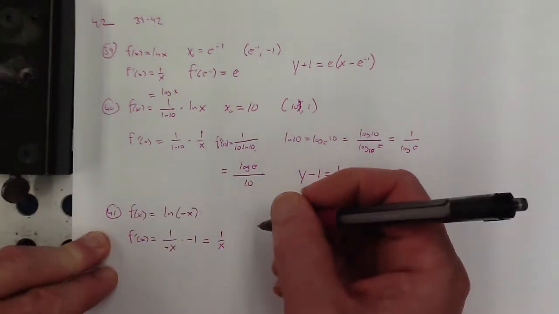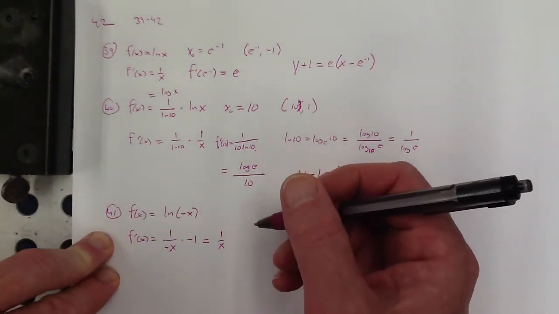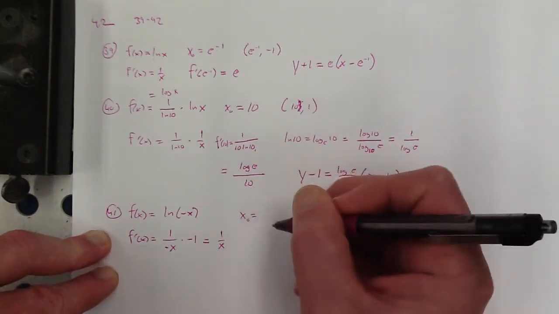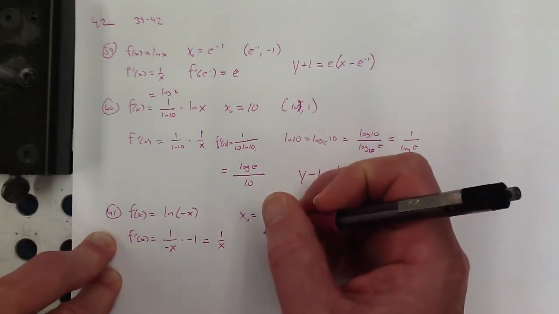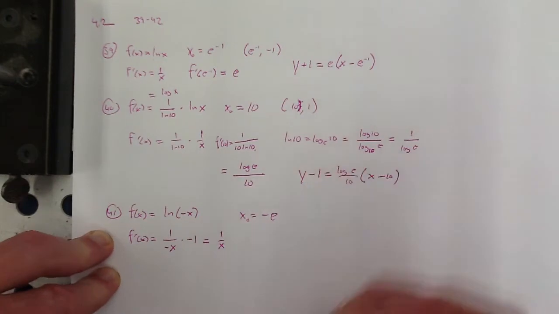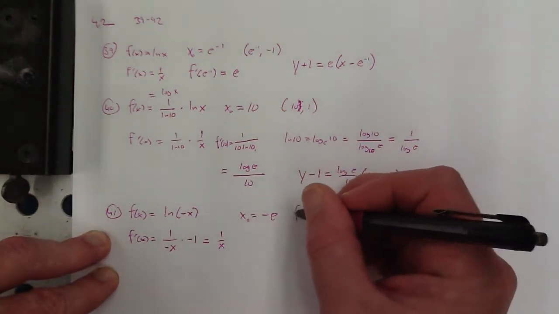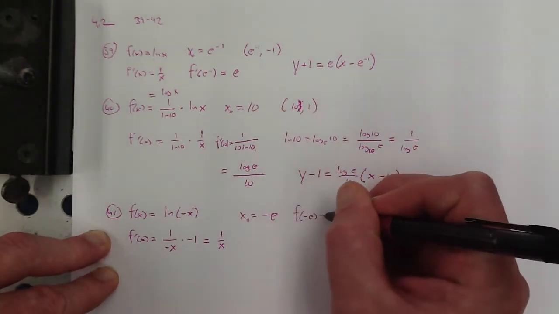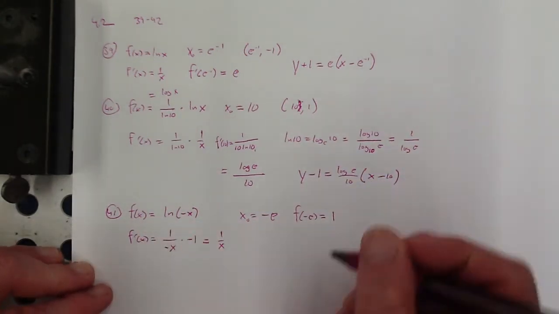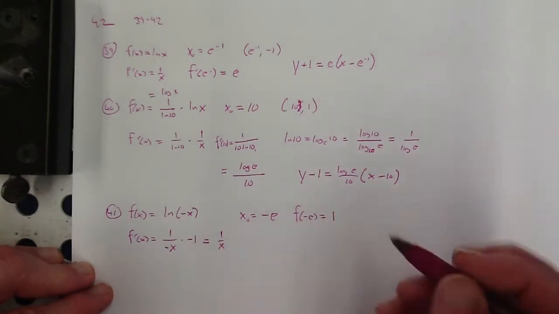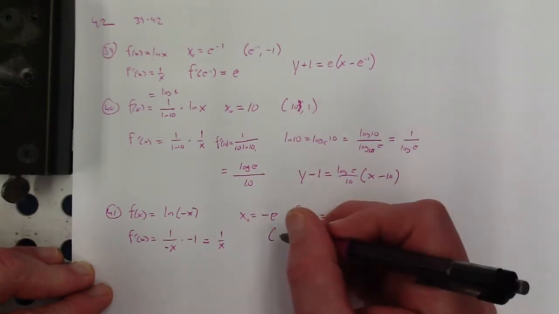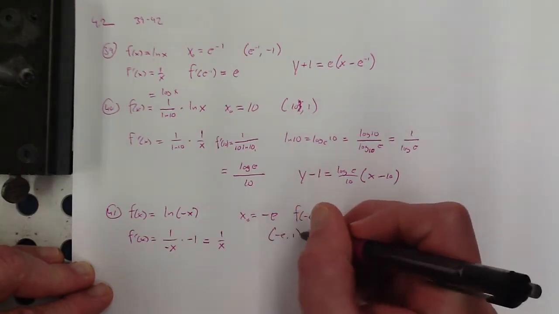Okay. So, let's see. What is the point? Anyway, at negative e, so f of negative e is equal to 1, because the natural log of e is 1. So there's my point. I guess I wrote it as a point, and I should be consistent and do that. So that would be negative e comma 1.